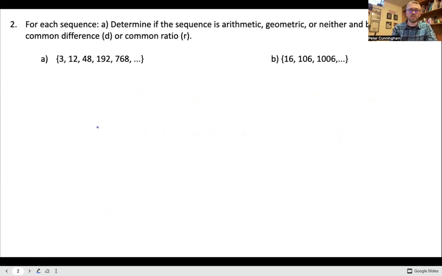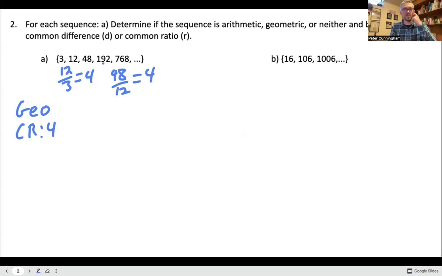Okay, so we're looking, is this arithmetic, geometric, or neither? And what's the common difference or ratio if we see it? 3 to 12, what's 12 divided by 3? It's 4. 48 divided by 12 is also 4. So we are geometric here, which gives us a common ratio. We're multiplying by 4 every time. 4 times 48 is 192, times 4 is 768.